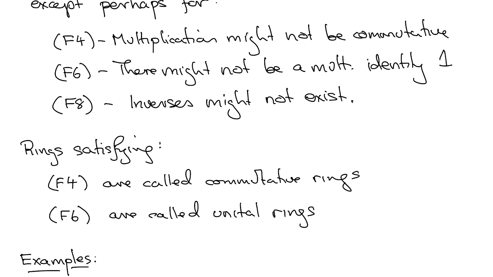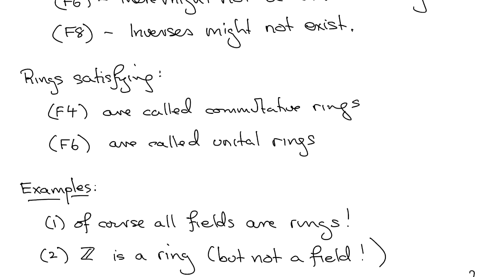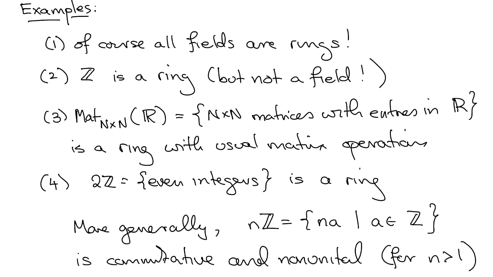And those are rings that, with F4, are called commutative rings, when the multiplication is commutative, like the integers. And rings that have an identity, a multiplicative identity, are called unital rings. So the integers would be a commutative unital ring. Okay. So the set of integers has everything except for F8. Anyway, so I just want to understand that word, ring.